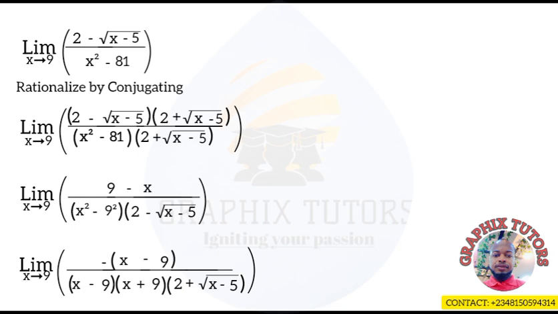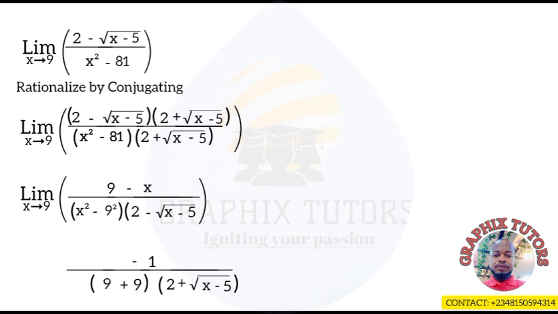Now what is close to x minus 9 here is 1. So when x minus 9 equates x minus 9, we're left with what? Minus 1. So minus 1 all over x plus 9 open bracket 2 plus root x minus 5. So anywhere you see your x, you put 9. So I'm going to be having 9 plus 9 open bracket 2 plus square root of, x is 9, I'll put 9 to replace it, minus 5.